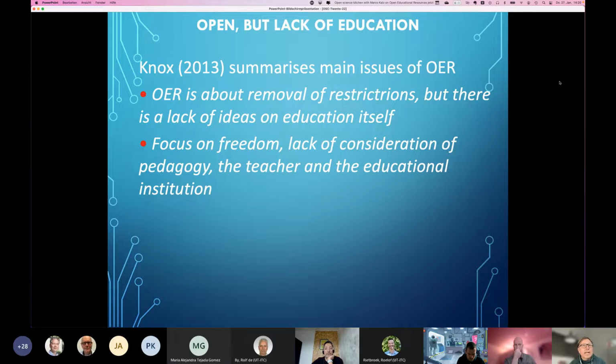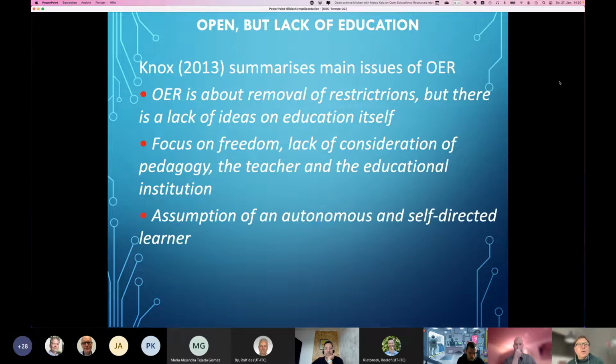And last but not least, if we talk about using OER, the use of OER by learners, we also have an assumption of an autonomous and self-directed learner, of course, which puts up a high barrier for selecting your resources yourself, learning from them.